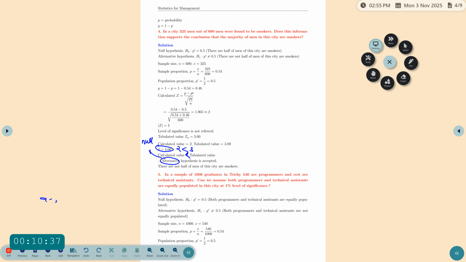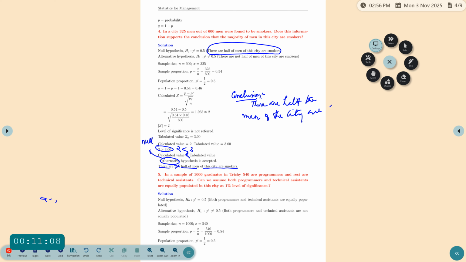What does the null hypothesis say? The null hypothesis is that half of the men of the city are smokers. So we can write the conclusion: half of the men of the city are smokers.